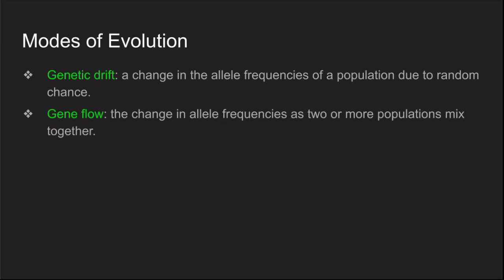The second mode of evolution is gene flow, which is the change in allele frequencies as 2 or more populations mix together, creating greater diversity within the gene pool. Next is mutation, which is a random change in the genes of an individual. This change could harm or improve an individual's reproductive success. If the mutation is beneficial, it could be passed on to future generations, thus changing the gene pool and resulting in the evolution of the species.